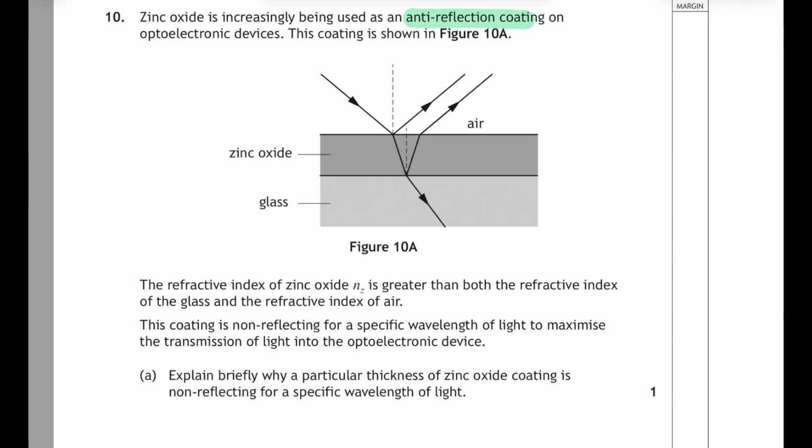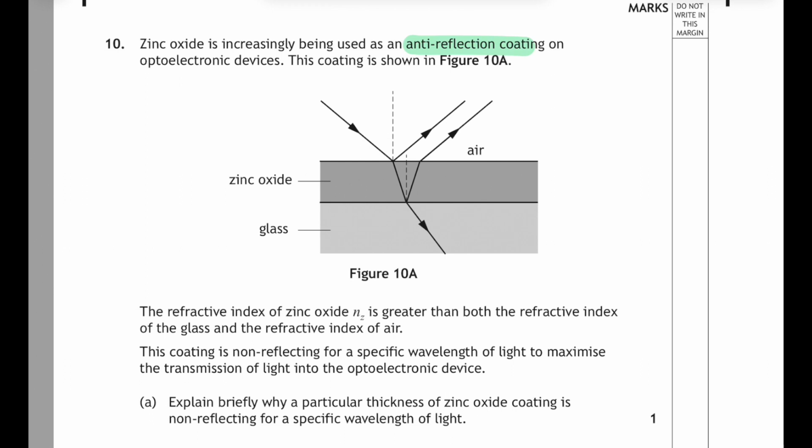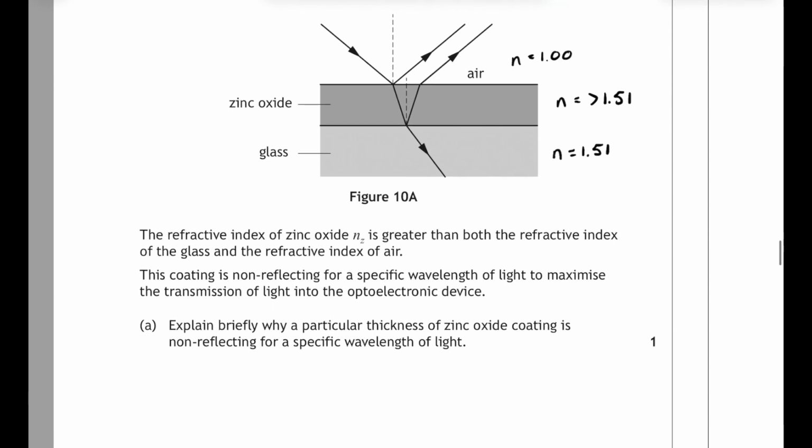Now there's a table of refractive indices on your data sheet, and air is there, it's 1.00, and glass is there, it's 1.51, so that might be useful to us. And we're also told that the refractive index of zinc oxide is greater than both the refractive index of the glass and the refractive index of air, so we could even put on there NZ is greater than 1.51.